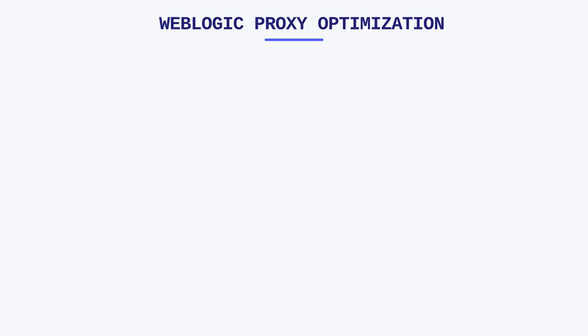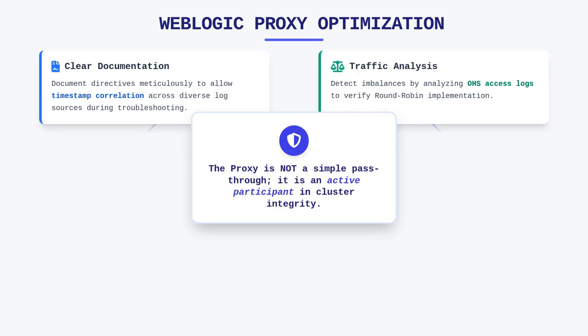Always document your proxy directives clearly, as troubleshooting issues in this layer often involves correlating timestamps across multiple different log sources. If you notice imbalances in load distribution, verify your round-robin implementation by analyzing the access logs generated by the OHS. While it is tempting to view the proxy tier as a simple pass-through mechanism, it is in fact an active participant in maintaining the integrity of your WebLogic cluster.